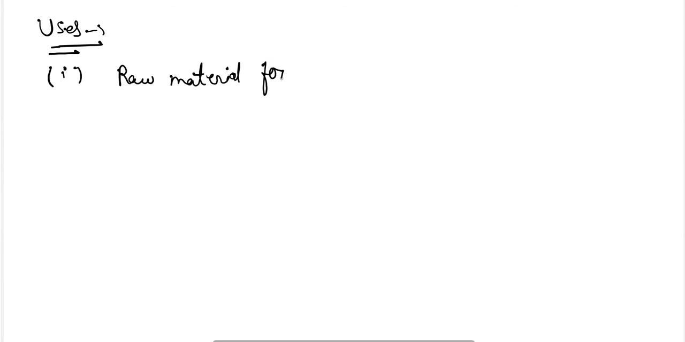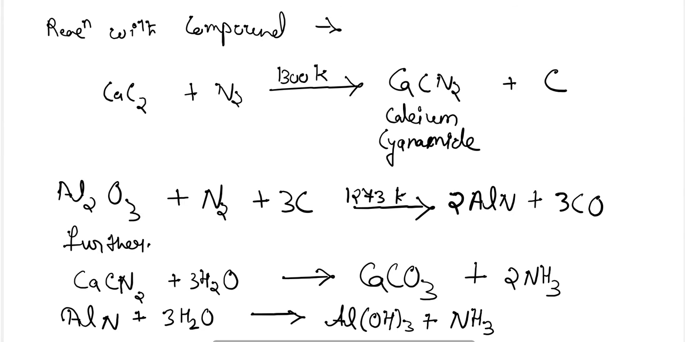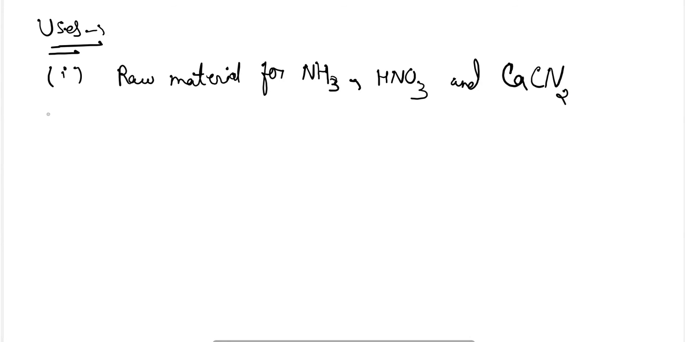What are the uses of dinitrogen? Dinitrogen is a raw material for ammonia preparation, nitric acid preparation, and calcium cyanamide, CaCN2, preparation.